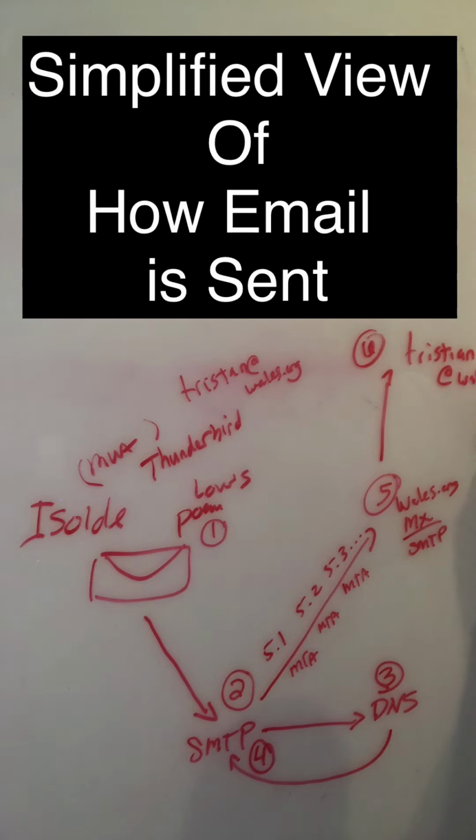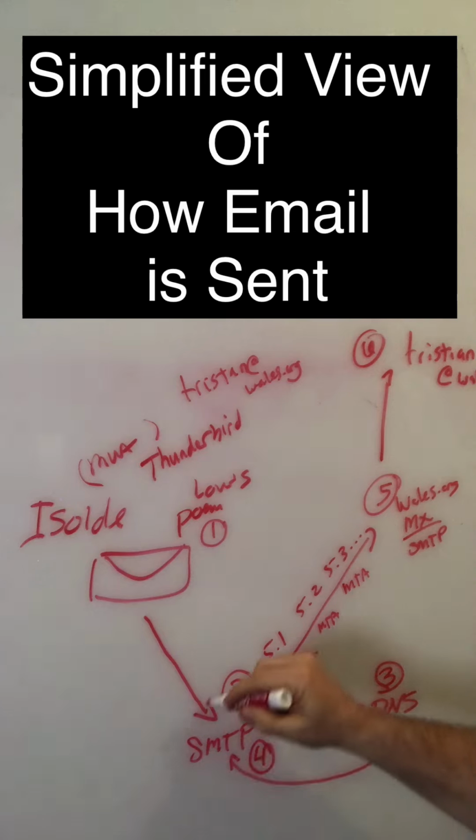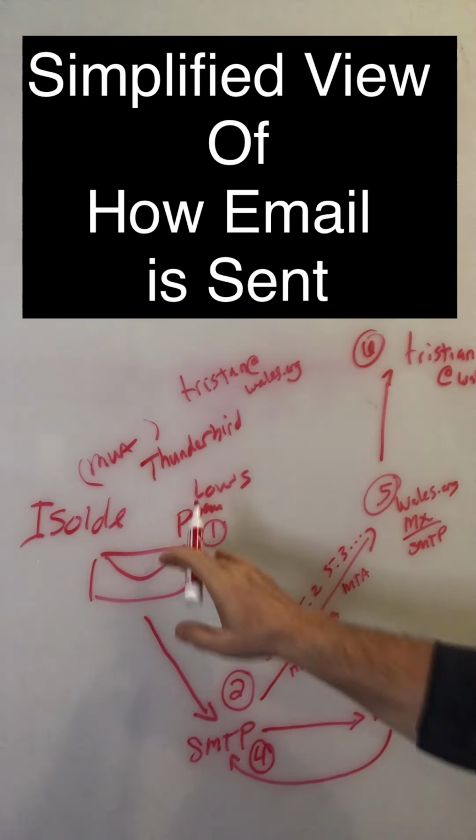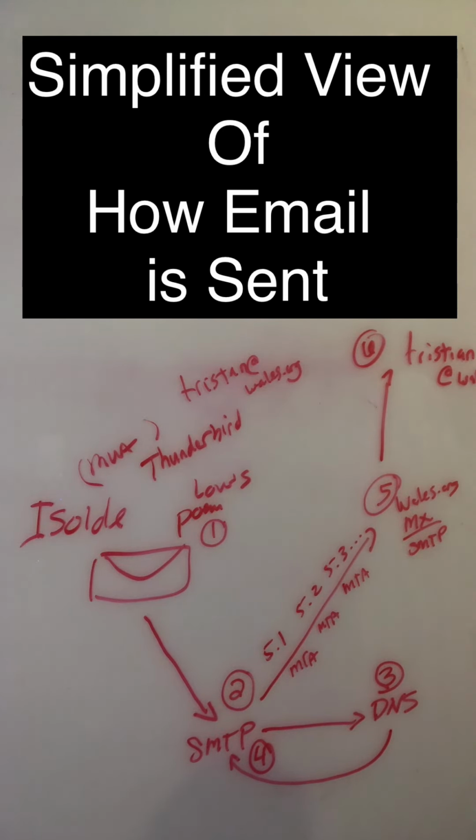Tristan@wales.org. And if he reads it and then wants to reply, he will recraft an email, and this will basically go backwards. It'll hit this mail server, it'll effectively be step 2, and so on, repeating until it gets back to Isolde, and they can exchange emails back and forth. That's the basics, a simplified view of how email actually moves. Now, on the threat intelligence side, we care about a couple parts of this.